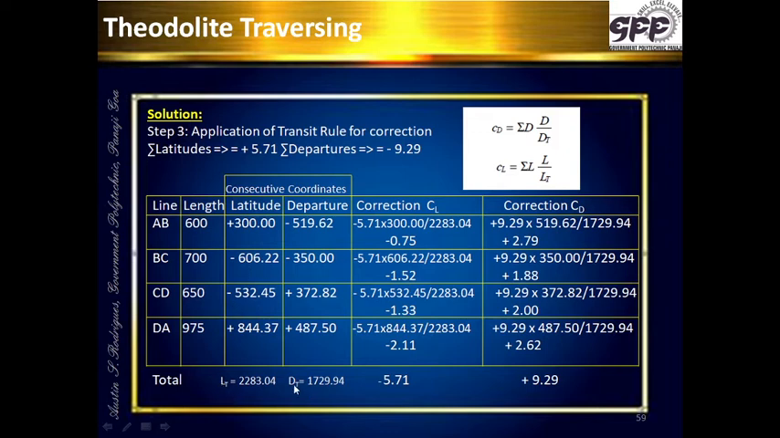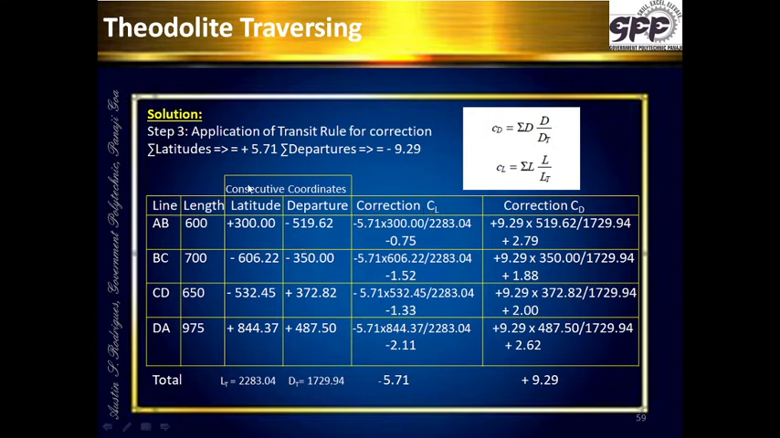Similarly, when I'm finding DT, I take it as 519.62, 350, 372.82 and 487.50. We add all this, we get the DT as 1729.94.